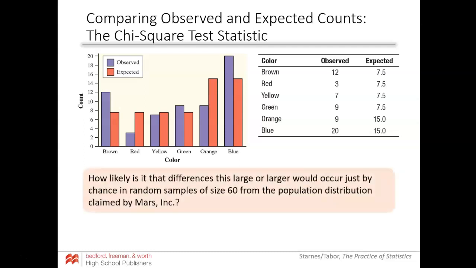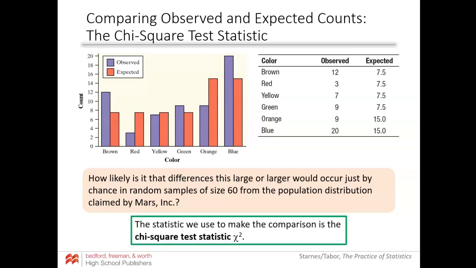So what we're going to try now is to figure out how likely these differences are to occur simply by random chance when we're sampling 60 M&Ms from the population. So was this a significant difference? Is it something to note? And we know that's the whole purpose of a hypothesis test.